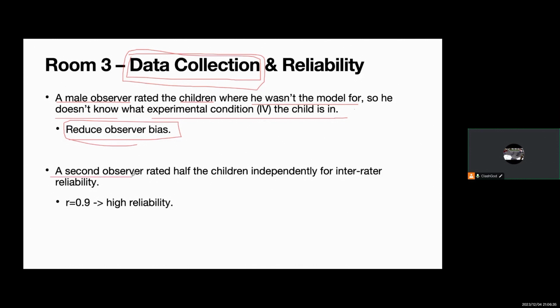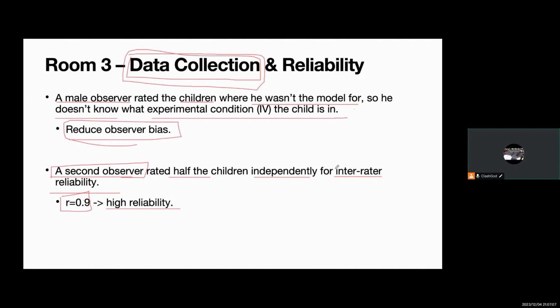And there's a second observer who rated half the children independently for inter-rater reliability. Of course, we know that a second observer increases the reliability, since it means the results can be replicated. So finally, we see that r equals 0.9, the correlation coefficient between the results of male observer 1 and the second observer is about 0.9, which is a high correlation, meaning high inter-rater reliability.